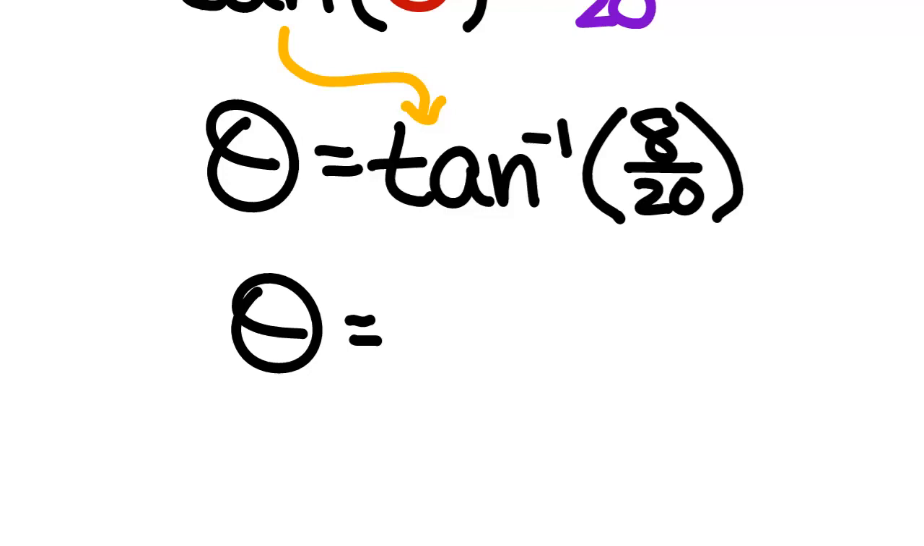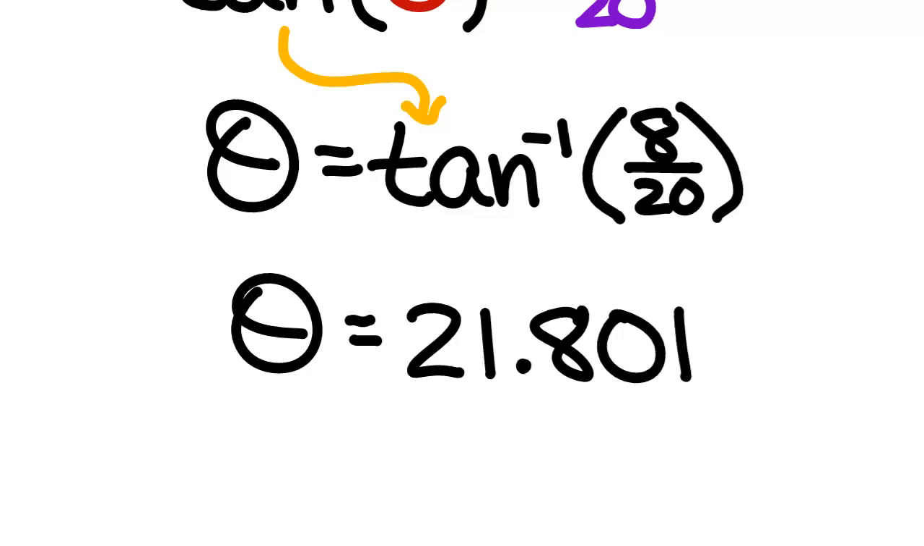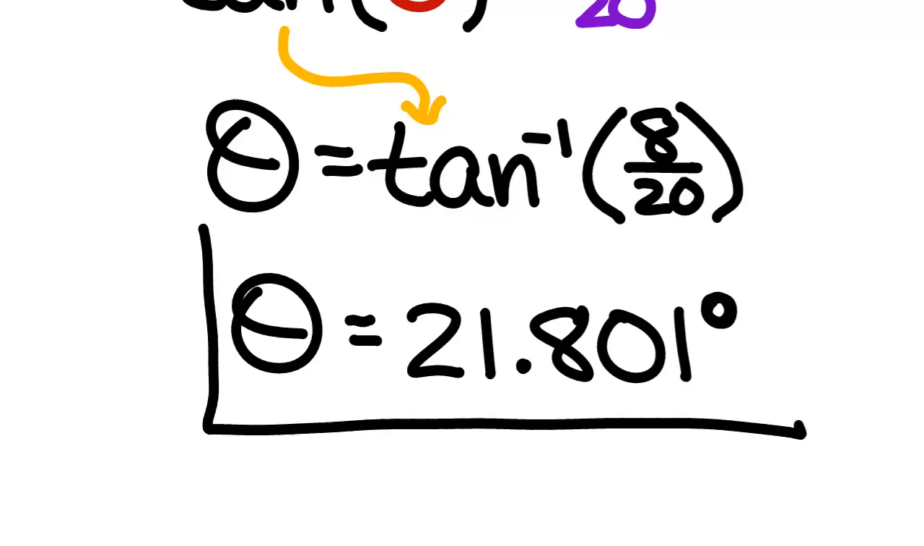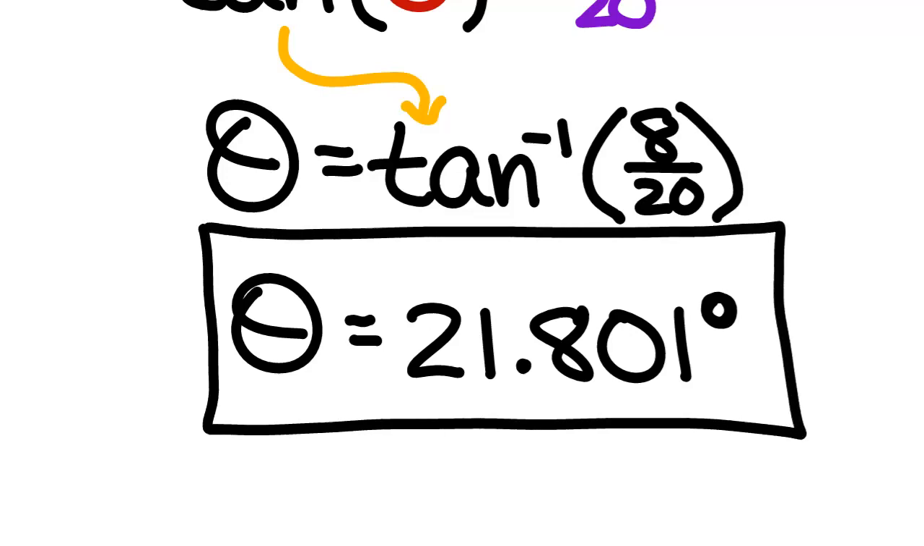What did you guys get when you hit enter? 21.801. And we just found an angle, so we put the unit of degrees on this. What? Degrees. Anytime we find an angle, so anytime we're finding theta, we're going to put degrees on our answer. John, were you able to find it okay on yours? Okay.